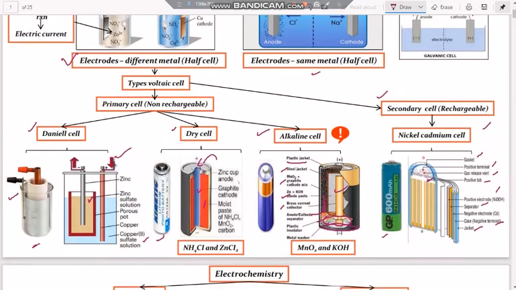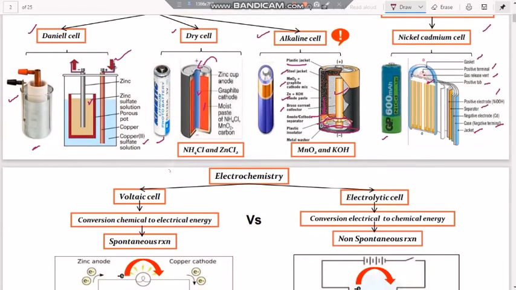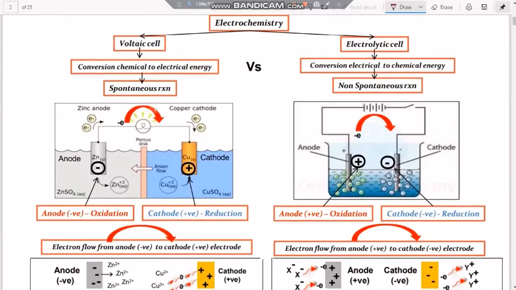Moving on to the next category, we have electrolytic cells. How can we compare the voltaic cell and the electrolytic cell? Just now we observed the definition: conversion of chemical energy to electrical energy happens in the voltaic cell, and conversion of electrical energy to chemical energy takes place in the electrolytic cell. In the voltaic cell, the reaction is called a spontaneous reaction. After passing current, the reaction that takes place in the electrolytic cell is called a non-spontaneous reaction.